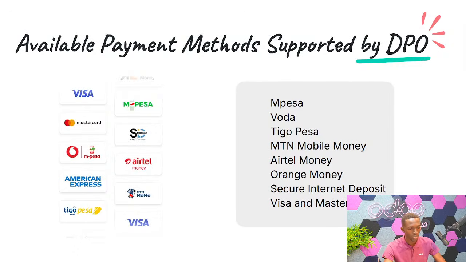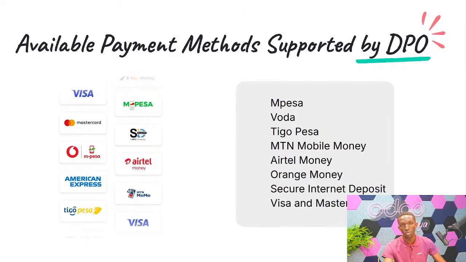a number of them. An example is, of course, M-Pesa. You can use Airtel Money. You can use MTN Mobile. You can use Orange Money. Of course, different countries have different availabilities. And that is the beauty of DPO Pay. It is not just local for Kenya, but it's available in so many countries in all of the African continent.